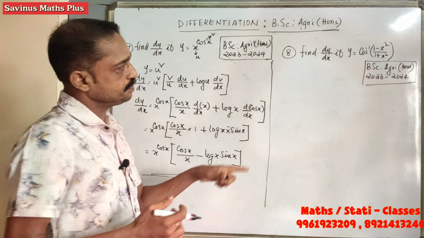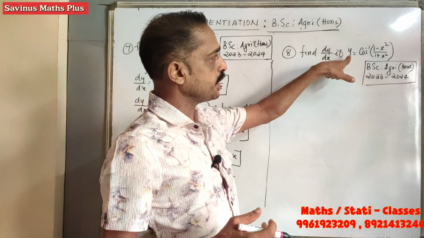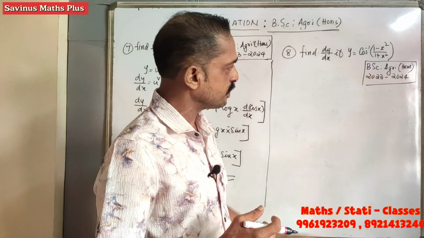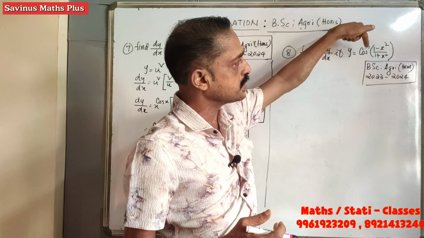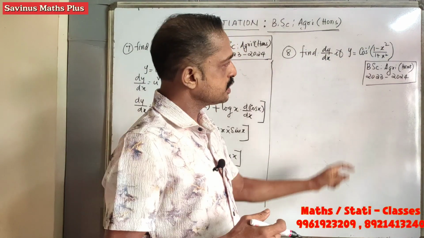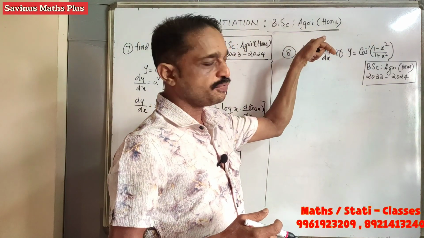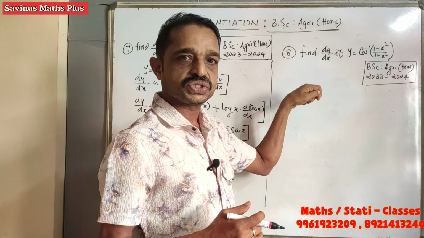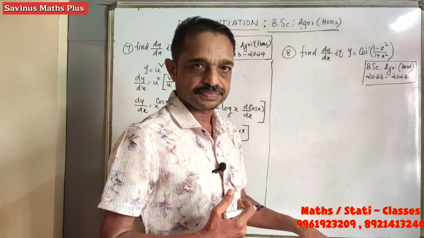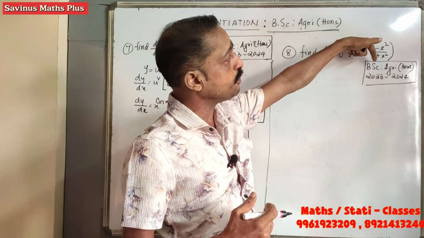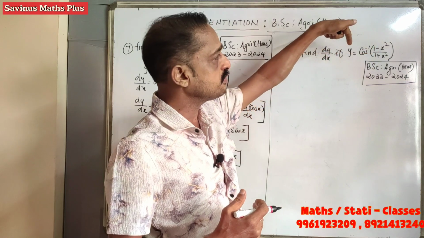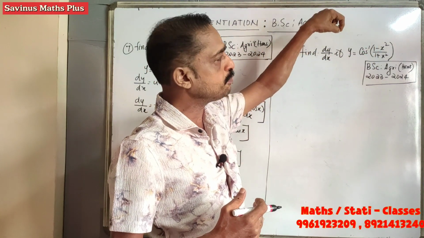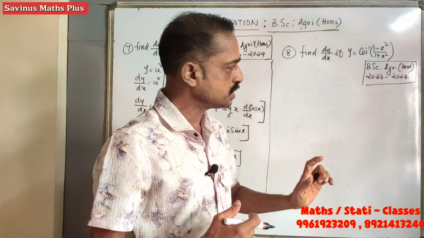Let us go to the next question. Find dy by dx if y is equal to cos inverse of 1 minus x square divided by 1 plus x square. In order to differentiate this type of function, we have to simplify it using trigonometric substitutions. If we use the function of a function rule here, the calculation will be somewhat tedious. So in order to simplify the function, you will have to use appropriate trigonometric substitutions.